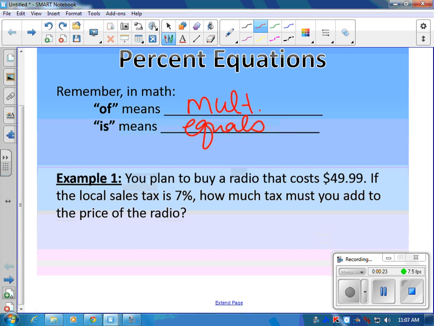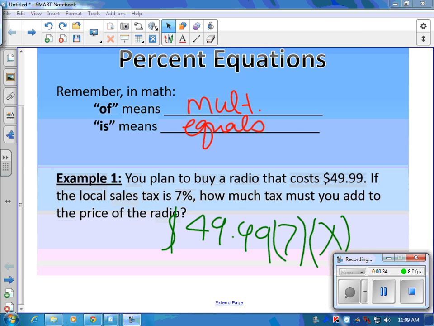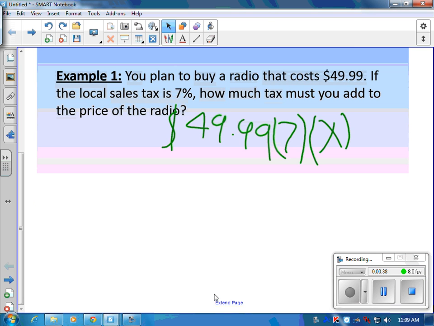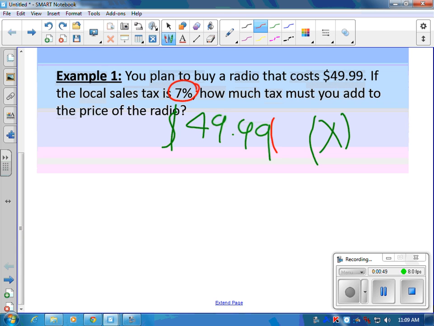So the first thing, we plan to buy a radio that costs $49.99. The tax is 7%, so I want to know how much tax is going to be added on. Okay, so something that is going to be extremely important in this section, when we see a percent, we either want to write that as a decimal or as a fraction. So because we're working with equations, we want to write that percent as a decimal, 0.07.